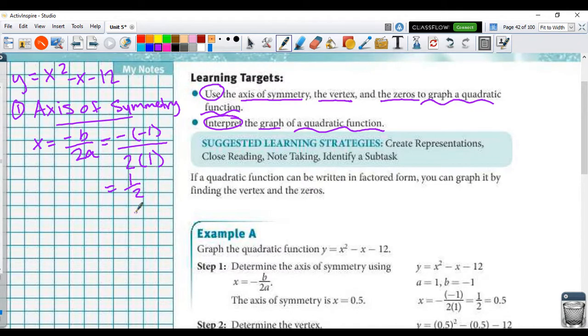That's okay. So what we're going to do now, we have the axis of symmetry. We know that that's the x value of the vertex. So we're going to use that to lead us into our next step, which is finding the vertex of the parabola. Once we have the vertex, we have a point that we can actually plot. So we have the x value. I'm going to plug the x value into the function. So y equals 1/2 squared minus 1/2 minus 12. Okay, 1/2 squared, that's 1/4, minus 1/2 minus 12. So you could plug this in your calculator if you need to.